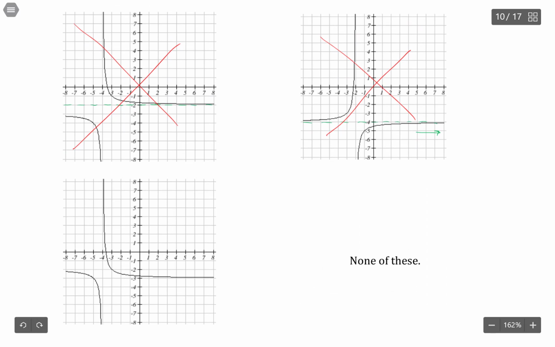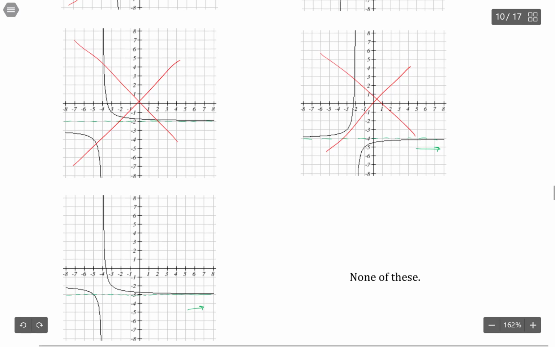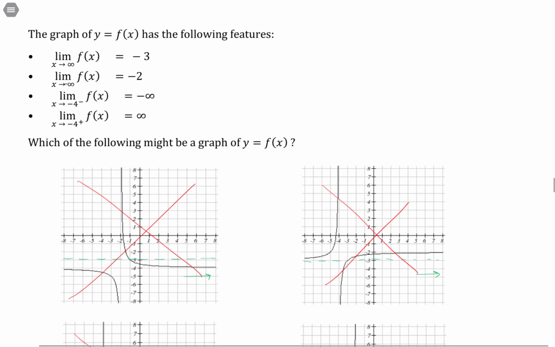Let's check out the last one. So here we have as x goes to positive infinity, we finally have found a function that happens to be going to negative 3. So that one works out. Now we knocked off 4 of them, so it could be none of these. We better go through and check the rest of the possibilities and make sure it works out.